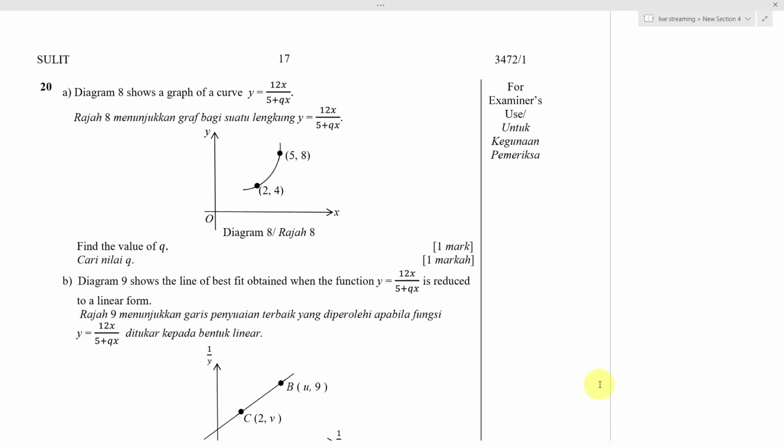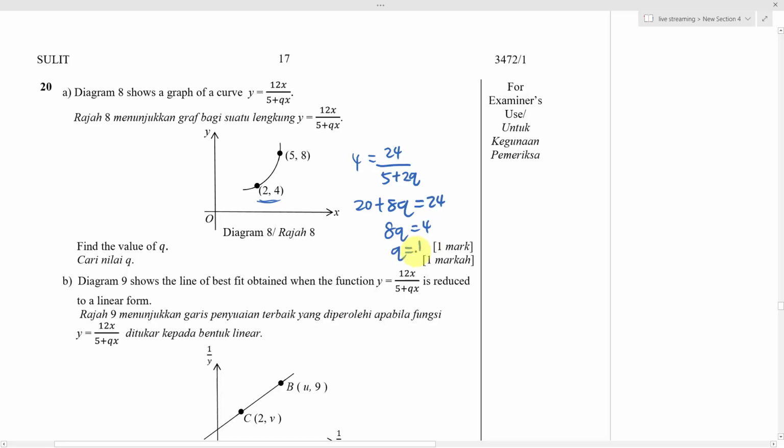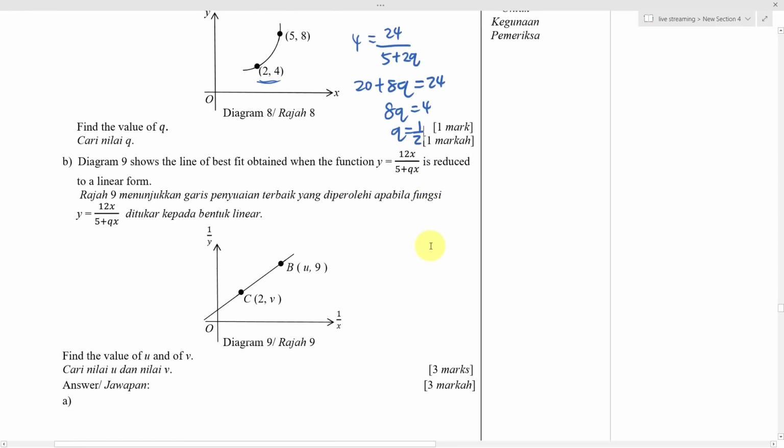Alright, so this one, they just ask you to find a q. It's quite easy. Sub in any of these coordinates into x and y. Alright, so I sub 2, 4. I always choose the smaller number. So, okay, y is 4, x is 2, so it's 24.5 plus 2q. So this one is 20 plus 8q equals to 24. So 8q equals to 4, q equals to 1 over 2. Alright, just 1 mark, quite easy.